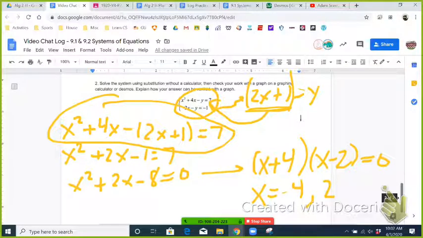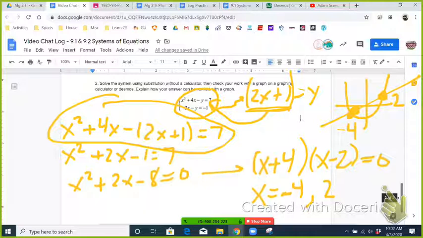Now, remember that this is a graph of a quadratic, so a parabola, and a line. So we have two answers, which means there's 2 points where these graphs intersect. So we don't want to mistakenly say, oh, the solution is negative 4 comma 2, because that's not the case. Those are the two x values where these two graphs intersect.